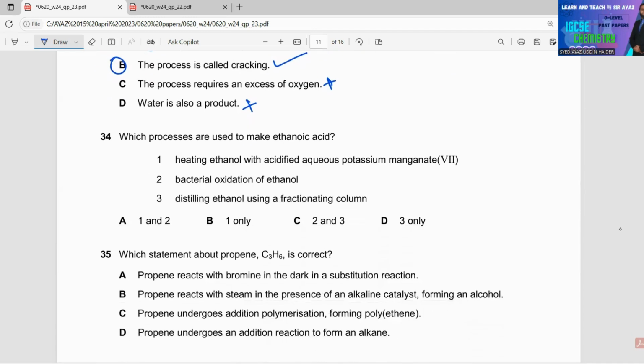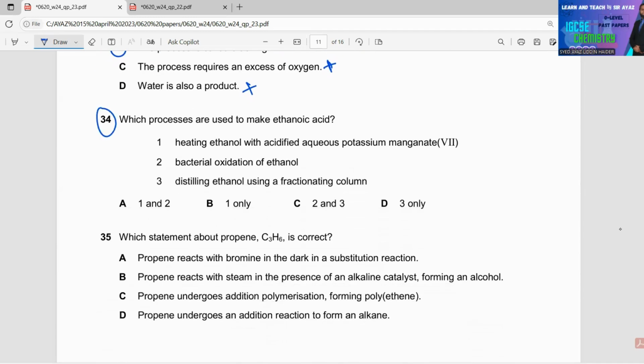Move to next MCQ, which is 34. Which processes are used to make ethanoic acid? 1. Heating ethanol with acidified aqueous potassium manganate 7. This must be right. If it's right, either A is correct or B is correct. Both C and D are incorrect. 2. Bacterial oxidation of ethanol. This is also correct. You can have bacterial oxidation of ethanol to get ethanoic acid. 3. Distilling ethanol using a fractionating column. No, you will only get ethanol. So A must be the right answer in this case.